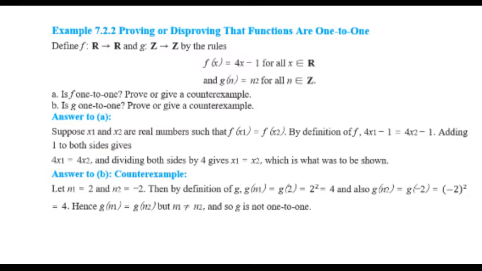So basically, in order to prove that G is not one-to-one, we give an example of two different elements in the domain, namely 2 and negative 2, such that they are both mapped to a single element in the codomain, which is 4, by function G. And that contradicts the definition of one-to-one functions. That's why we have successfully disproved the one-to-one property of function G.